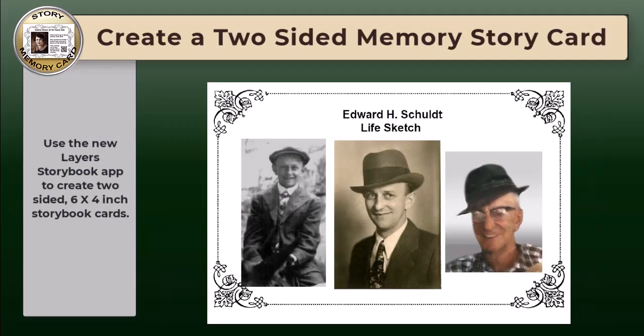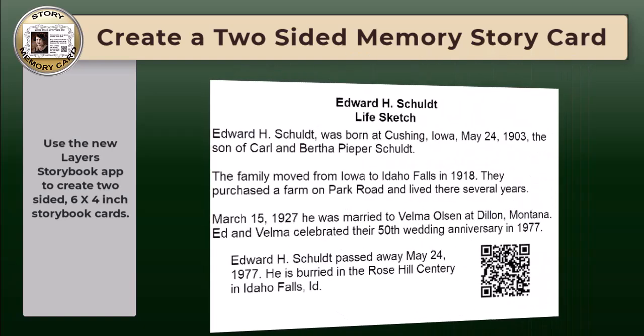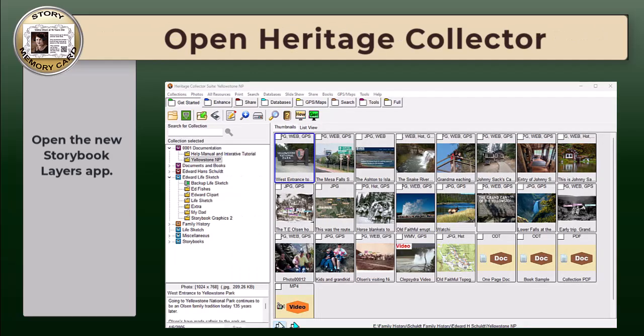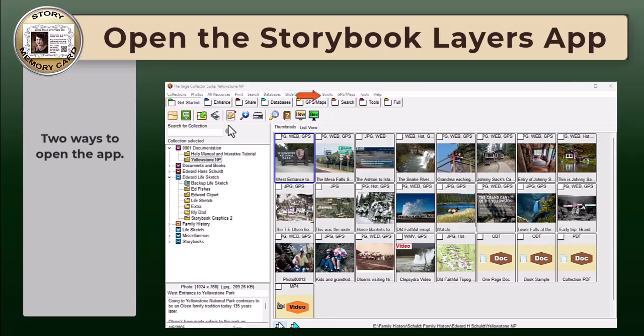Creating a two-sided story memory card using the new Storybook Layers app that comes with Heritage Collector. Open Heritage Collector and then open the new Storybook Layers app. And there are two ways to do this. First, you can click on Books and then select SB Layers, or you can click on the Share tab and then click the Storybook Layers app.